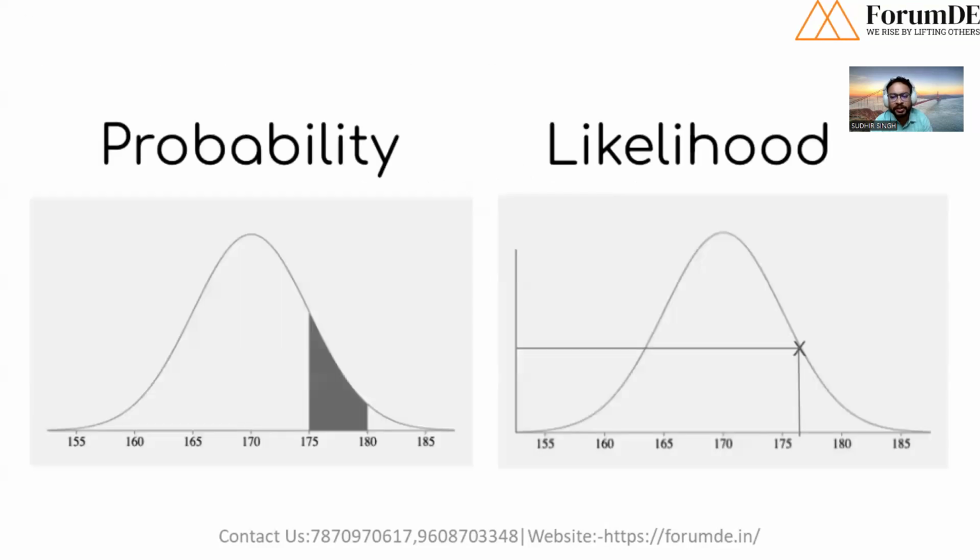Here with the help of an example, we can see that probability is basically the area under a certain curve. If we want to find the probability of a value falling between a particular range, like around 170, then we need to calculate the area under the curve. And likelihood is like: what is the value on the y-axis given a certain fixed value on the x-axis, like what will be the value of the function given the x value is 177 or so.